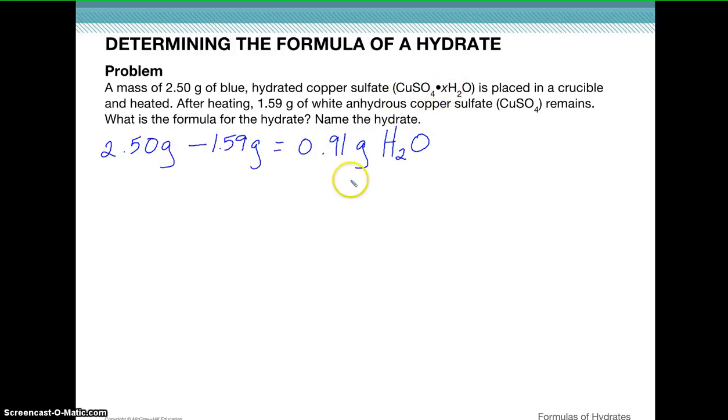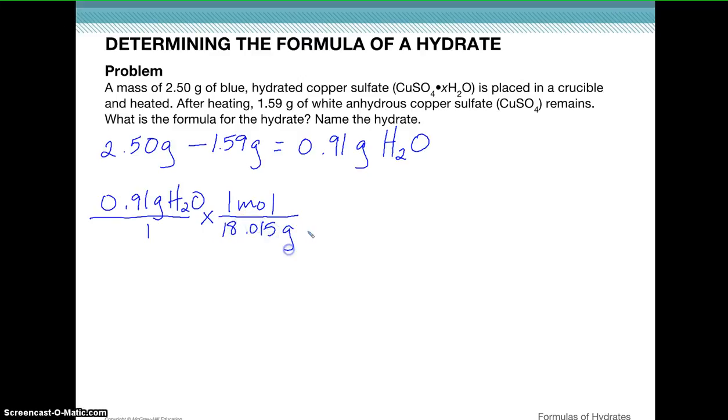So the first thing we're going to do is take our masses and convert them to moles. So 0.91 grams of water over 1. We use the molar mass of water, so 1 mole of water has a mass of 18.015 grams. So there our grams cancel. That gives us 0.0505 moles of water.